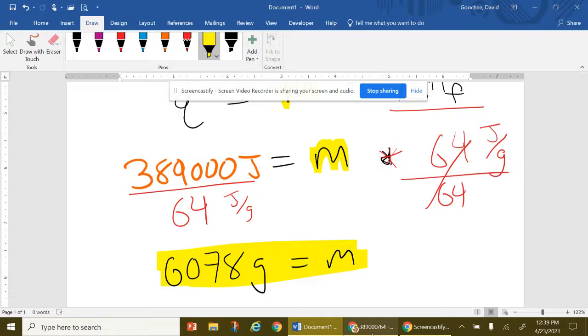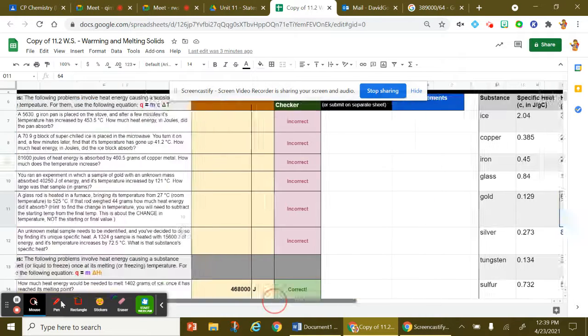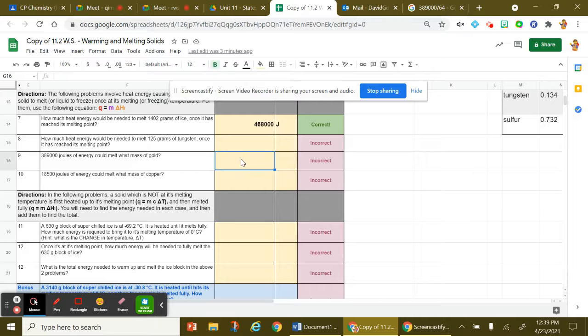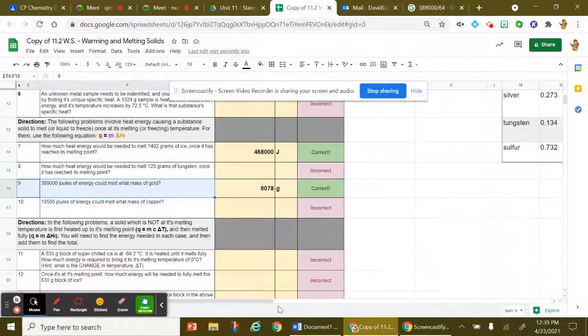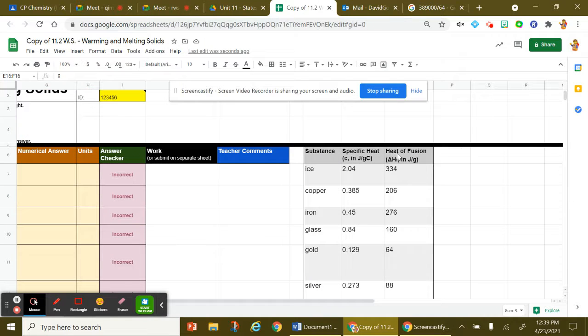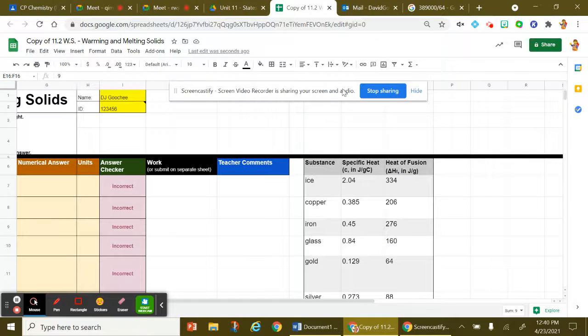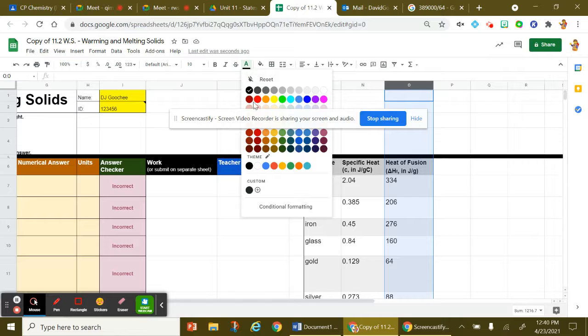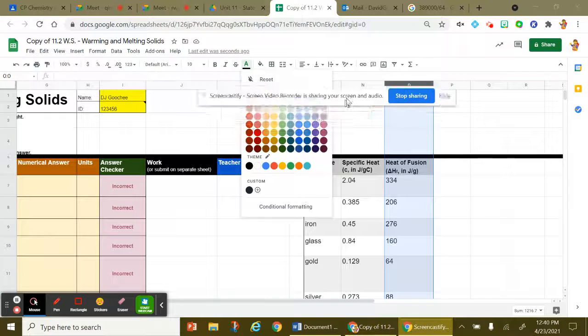Let me plug it in. 6,078 grams. Hey, it's correct. So we got these problems correct. Use this help video to help you solve problems 7 and 9. All you need are the questions here. You need to show your work either in the work column or on a separate sheet. And I ask that you reference the heats of fusion, the special melting heat values for substances on the right side of the page. Make sure you go to column O and change the font color to be more visible, like dark red.